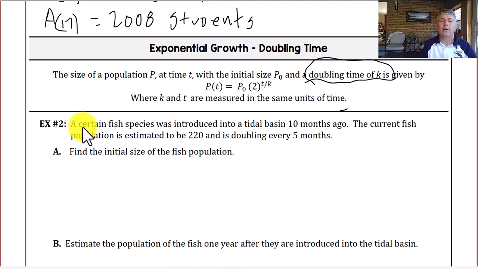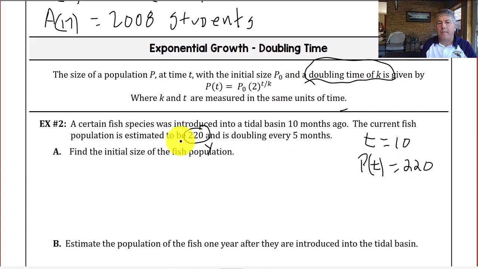So example 2 says a certain fish species was introduced into a tidal basin 10 months ago. So the 10 months is going to be the amount of time. So we see here that t is equal to 10. The current fish population is estimated to be 220. That is our output. This is a y value, our current fish population. So that's our P of t is equal to 220. It's not our original amount, but it's our current amount. We want to find the initial size.